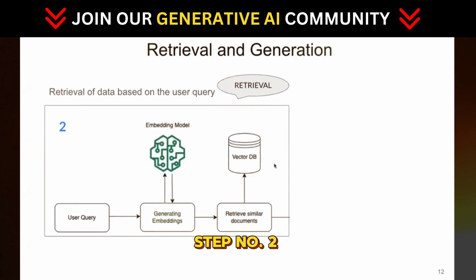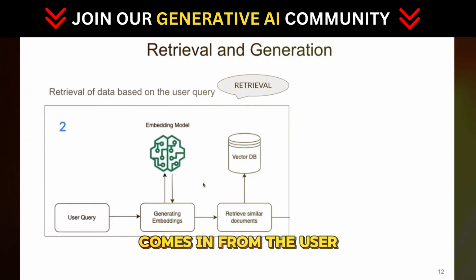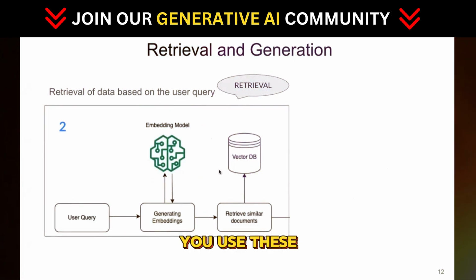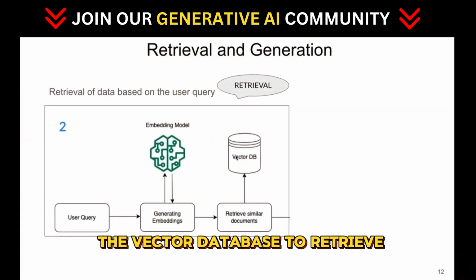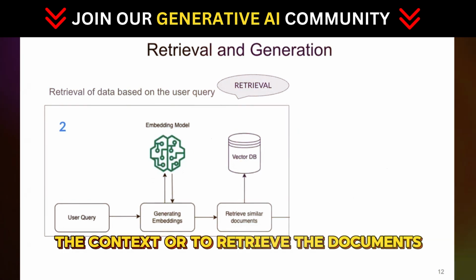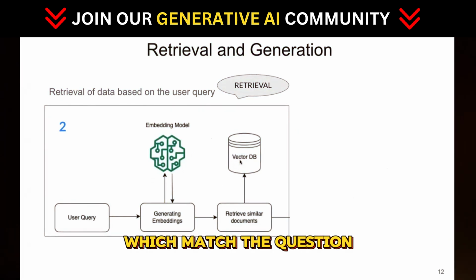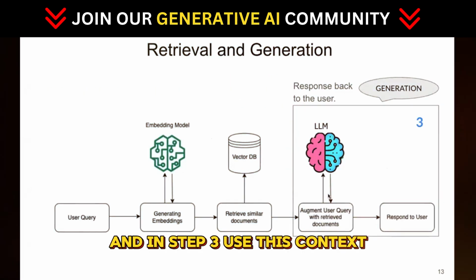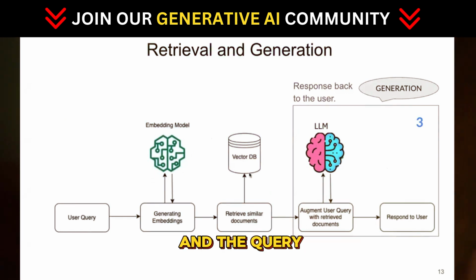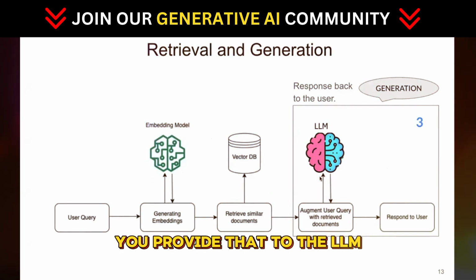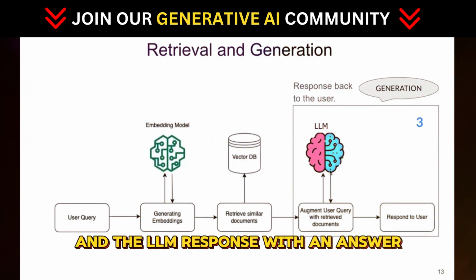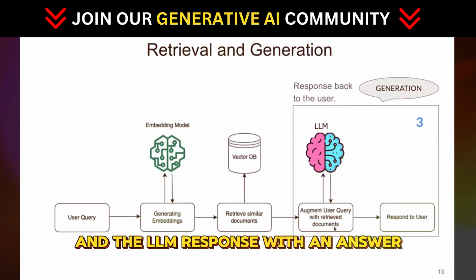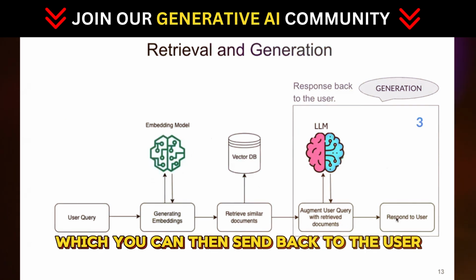Step number 2 is then when the query comes in from the user, you use these embeddings from the vector database to retrieve the context or to retrieve the documents which match the question that the user has asked. And in step 3, use this context and the query and you provide that to the LLM, and then LLM responds with an answer, with a cohesive answer, which you can then send back to the user.